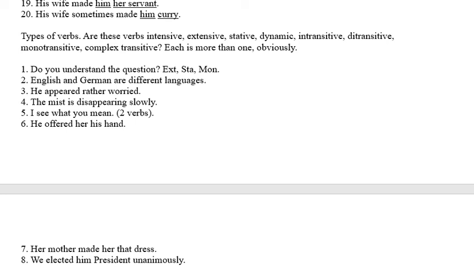So we need to then ask about transitivity. Well, we've got him and we've got president. So what does that tell us? Well, we elected him president. Him, this is a direct object of elected. So there is one object. So is it monotransitive? Well, no, it's not, because we've got president, and president is a description of him. So it's a complement of the object. Okay. If there is a complement to the object, then what we have is complex transitivity. Okay, so here we have extensive, stative, complex transitive.